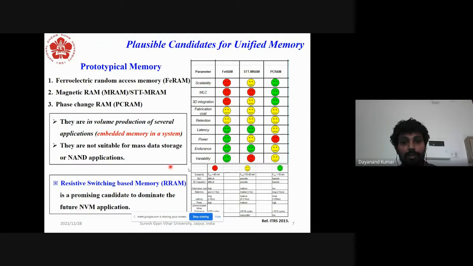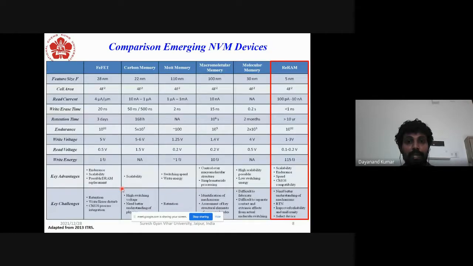So to remove these problems, we only have one choice, resistive switching devices, which can fulfill the latest demand of industry for future application, artificial intelligence, or as memory devices. So here, if you see the comparison for the devices, all the non-volatile memory devices, here RRAM, if you compare the RRAM, you can use the 5 nanometer range.